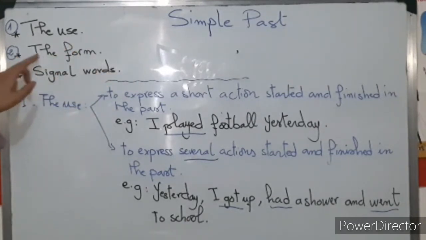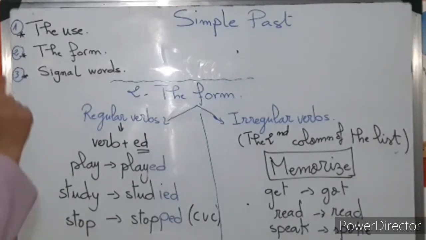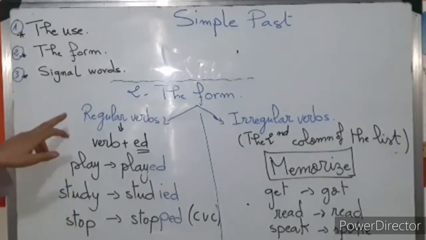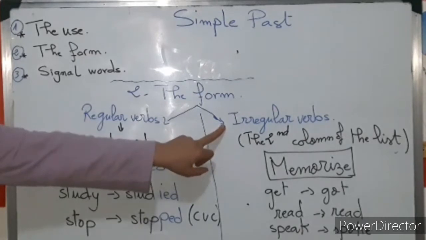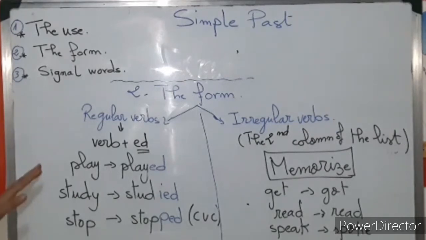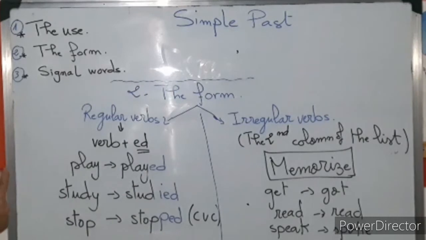So let's move on to number two, the form of simple past. Okay, the first and the most important thing that you have to understand and bear in mind is that we have two types of verbs. In simple past we have regular and irregular verbs. Okay, let's start with regular verbs. For regular verbs we have a rule to follow, and this is the main rule: verb plus ed. So I repeat, to form a regular verb in simple past, add ed.